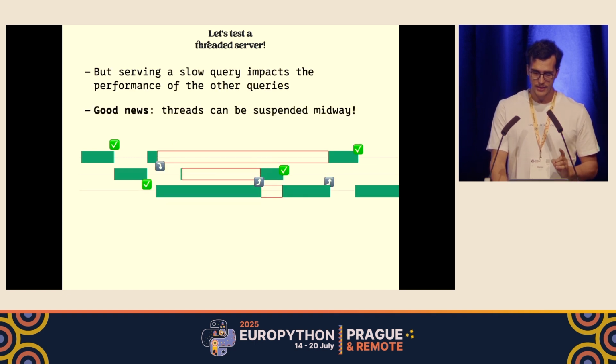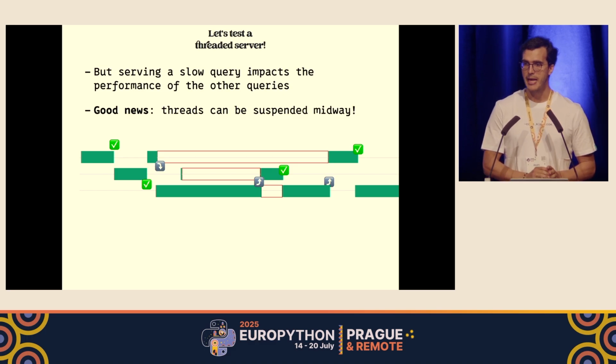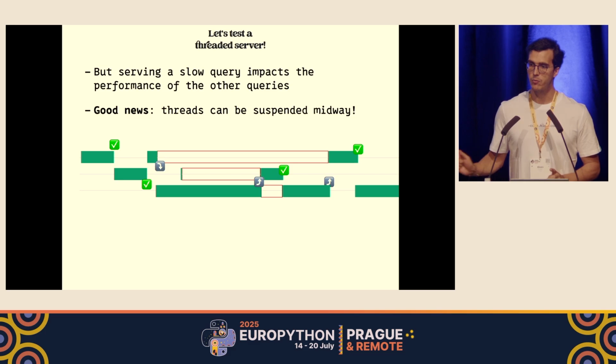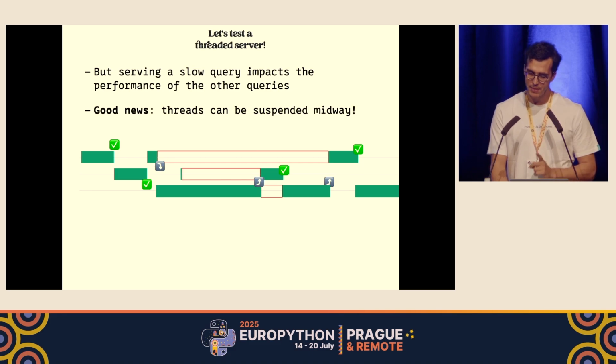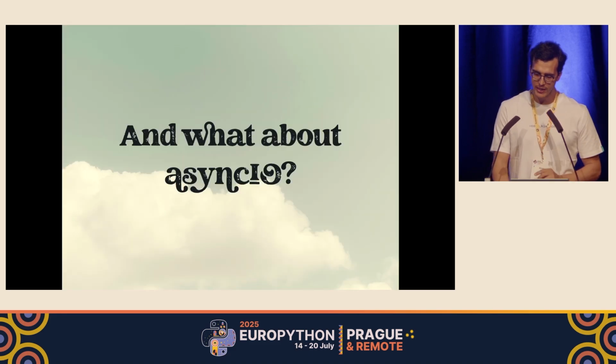That said, serving a slow query impacts this performance because the switch is going to happen in the middle. And that means that while the long request is running, the other requests have to wait. And even though there's a little bit of switching in between, the number, as you can see, was way lower as a result of these slow requests. But the good news is the thread is being suspended midway. And why do I say that?